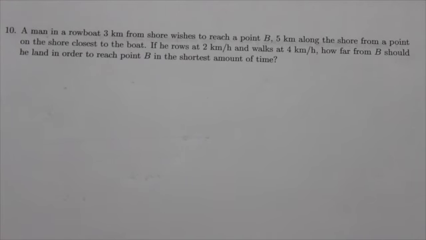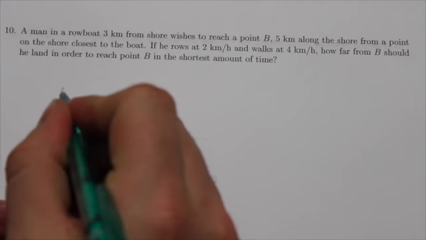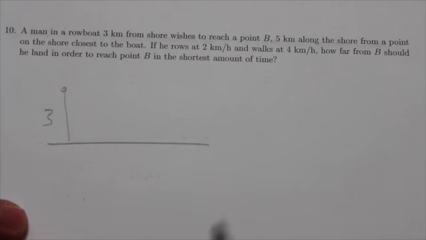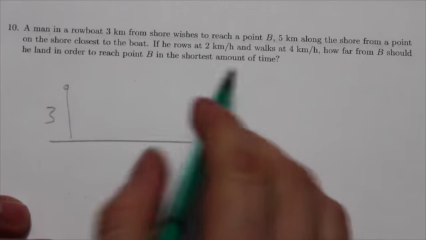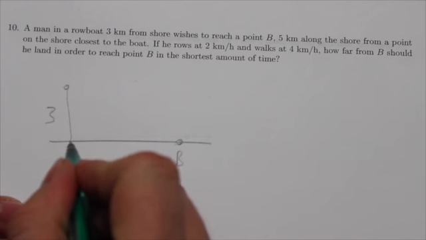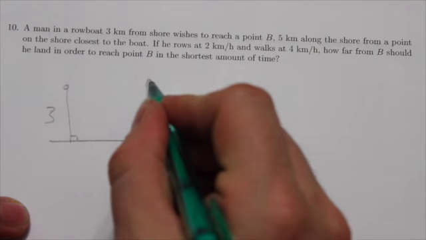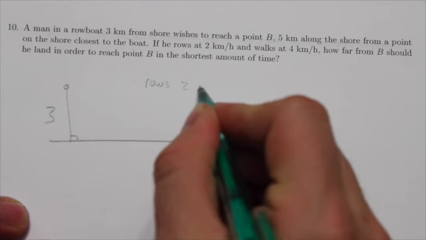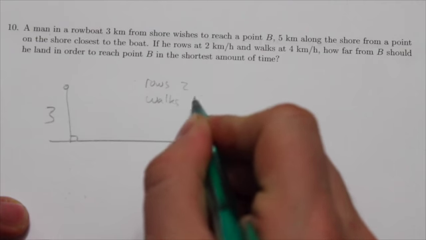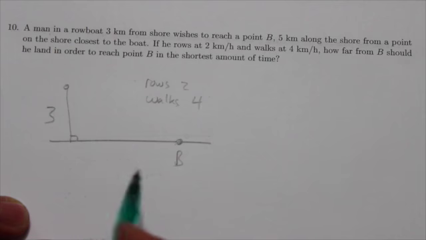Alright, question 10. The man in a rowboat is 3 kilometers from the shore and wants to reach a point B a little ways down. We know that he rows at 2 kilometers per hour and walks at 4 kilometers per hour. How far should he land in order to reach point B in the shortest amount of time?